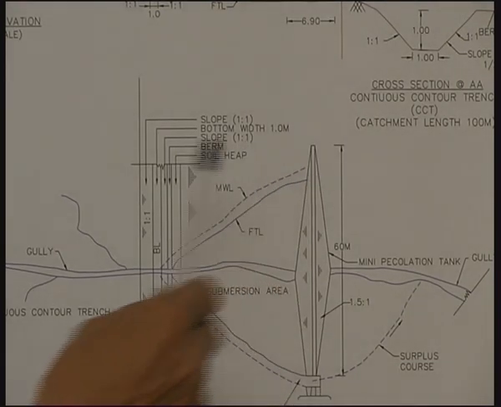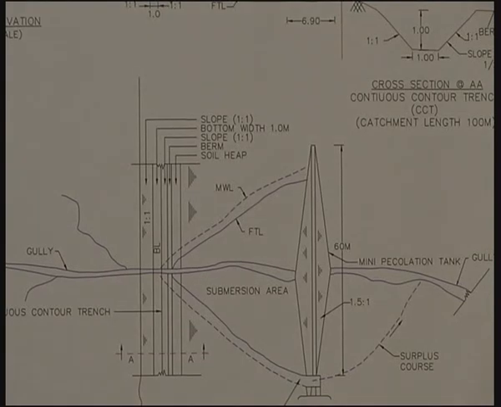And we have to provide for a spillage considering that this mini percolation tank is already full, and then when a heavy rain occurs, it has got to pass through the spillway, and this spilling capacity should therefore be calculated based upon the catchment area of gully and the catchment area of the CCT.